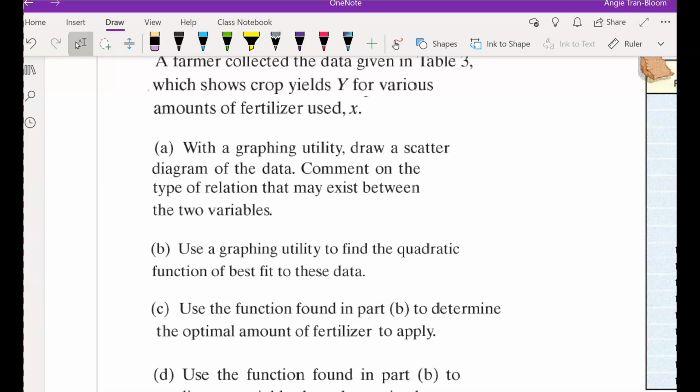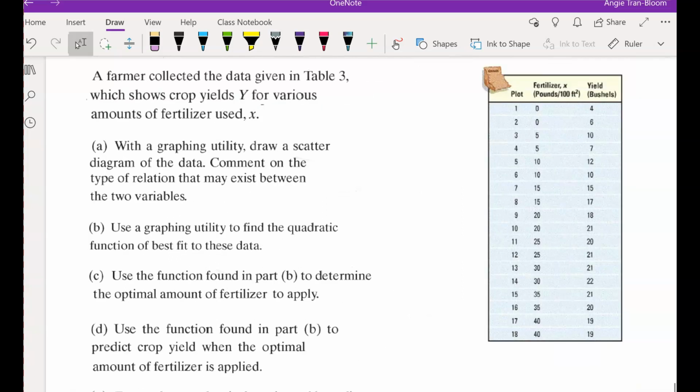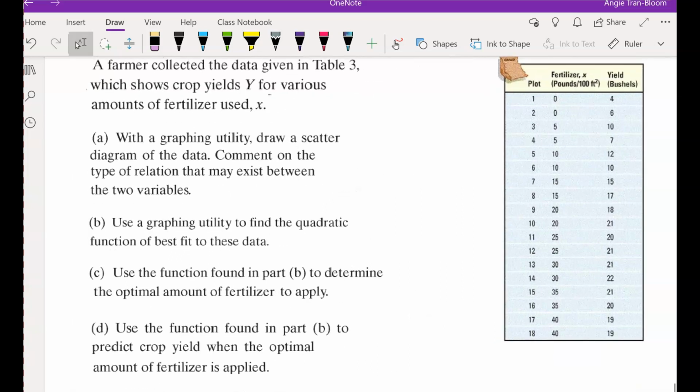Comment on the type of relation that may exist between these two variables. What type of relationship is this? Positive? Not always. It is parabolic, right? Well, isn't it sometimes negative? It goes downward? Yes. So not always is that a positive relationship with parabolas.